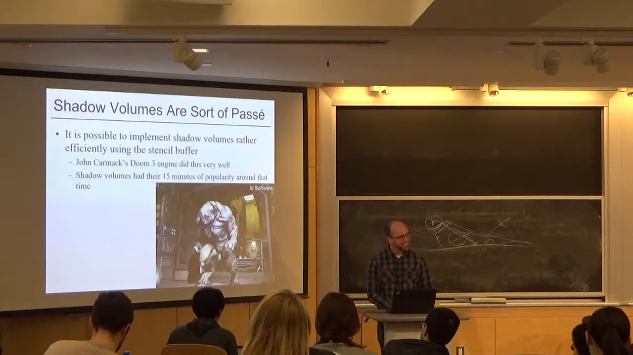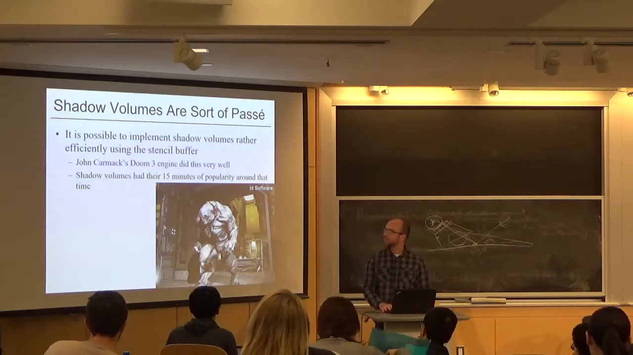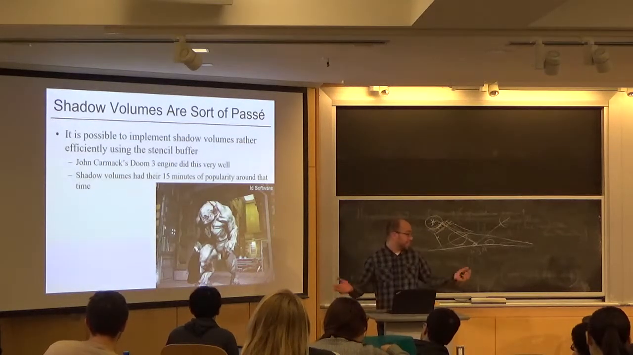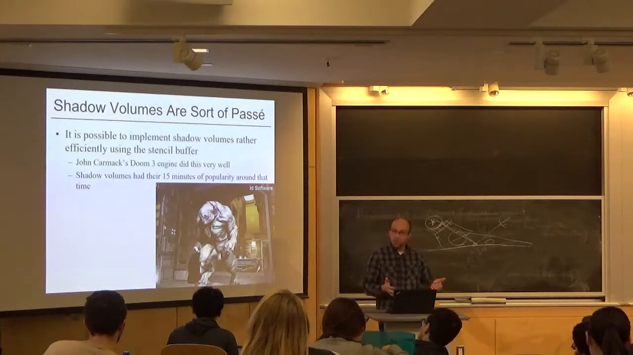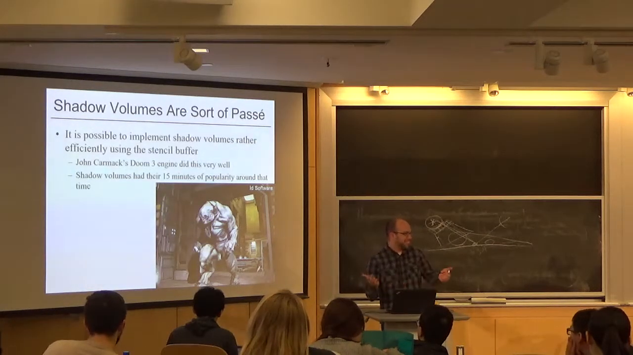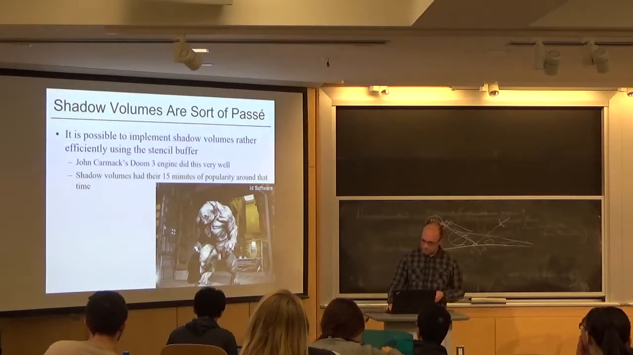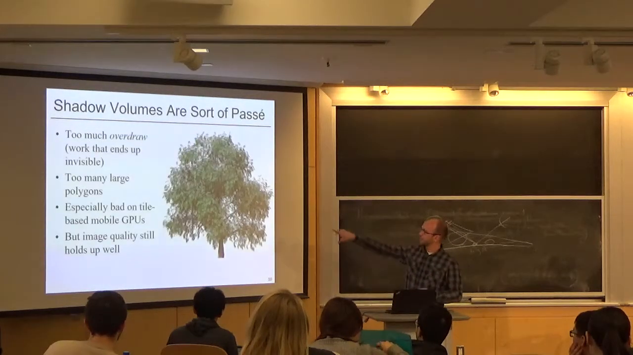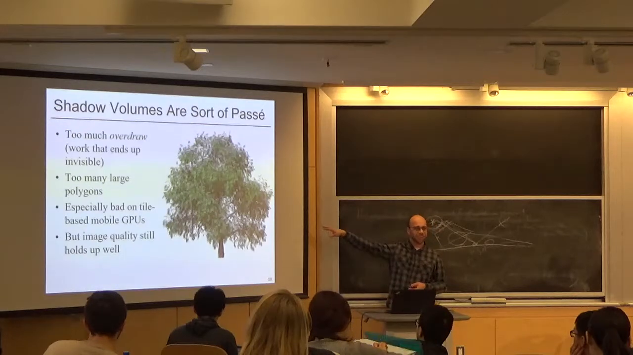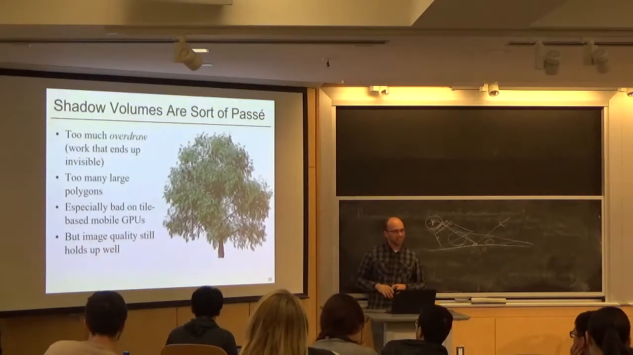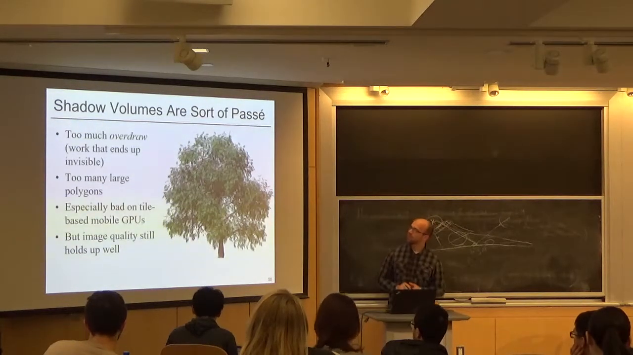Some people have managed. They're particularly tricky if your light bulb moves, because then your shadow volumes are invalidated. You've got to start over again. And in particular for scenes like this one, you're just totally hooked. You have an extremely complicated shadow volume you have to render, and there's a lot of overdraw.